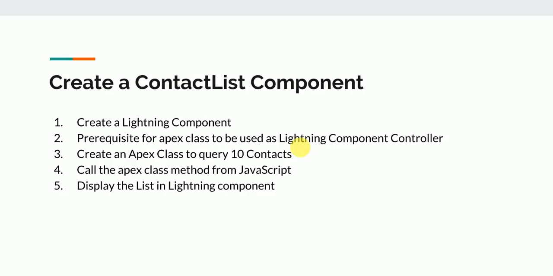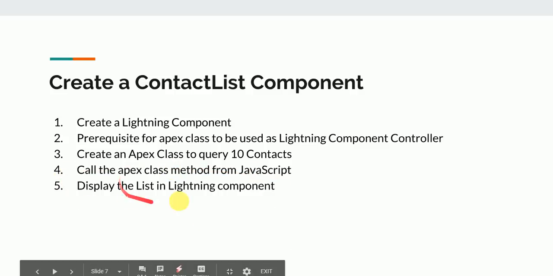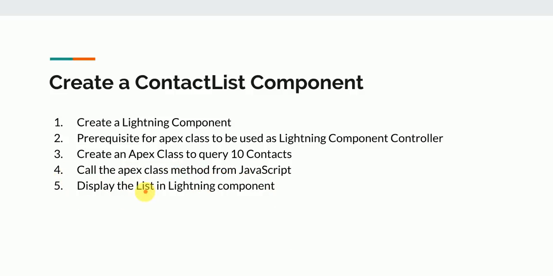Create a contact list component. This is the lab exercise that today we will do. We will create a lightning component named contact list. Then we will see what the prerequisites are for an Apex class to be used as a lightning component controller, and what annotations we can use in the lightning component. After that we will create an Apex class to query the top 10 contacts, and then we will call the method of the Apex class from the JavaScript, and then we will display the list of the contacts in the lightning component.